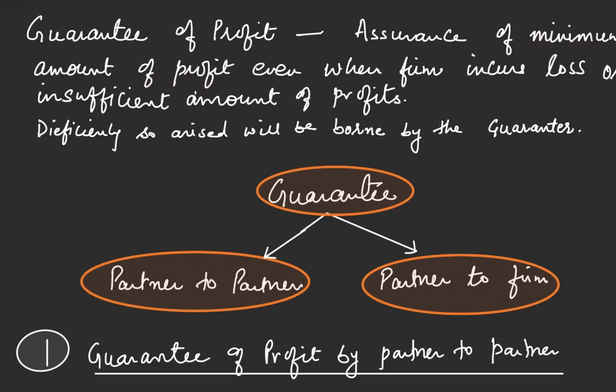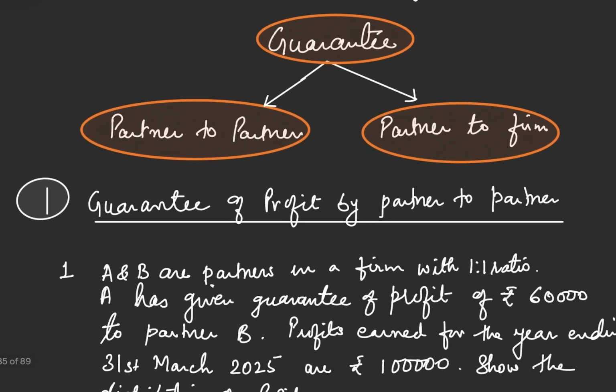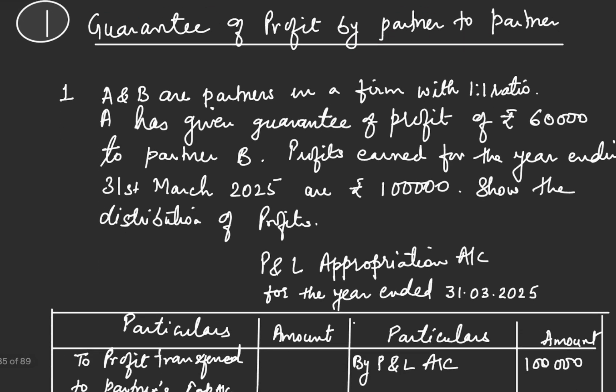So, let's discuss the different types of guarantee. The first is guarantee of profit by a partner to another partner, and the second is guarantee of profit by a partner to the firm. Let's discuss in detail the guarantee of profit by a partner to another partner.